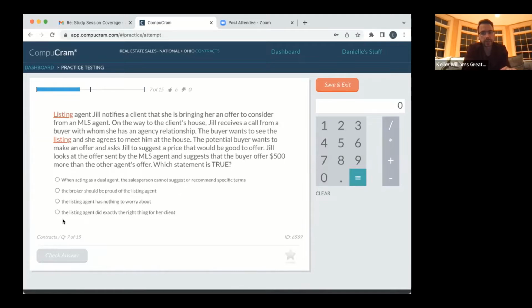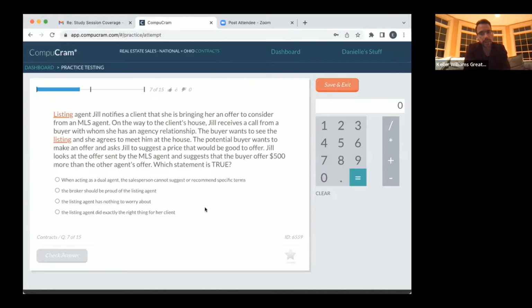an MLS agent. On the way to the client's house, Jill receives a call from the buyer with whom she has an agency relationship. The buyer wants to see the listing and she agrees to meet him at the house. The potential buyer wants to make an offer and asks Jill to suggest a price that would be good for her to offer. Jill looks at the offer sent by the MLS agent and suggests the buyer offer $500 more than the other agent's offer. Which statement is true?